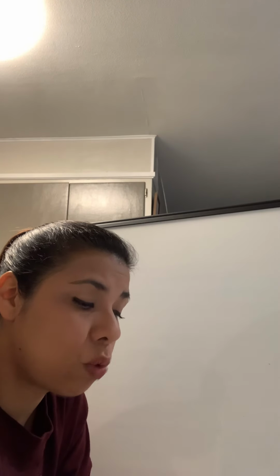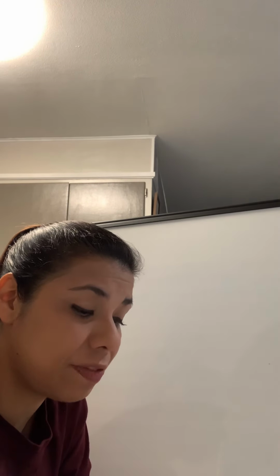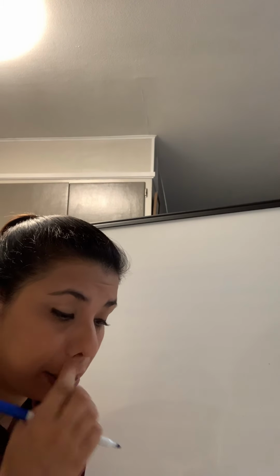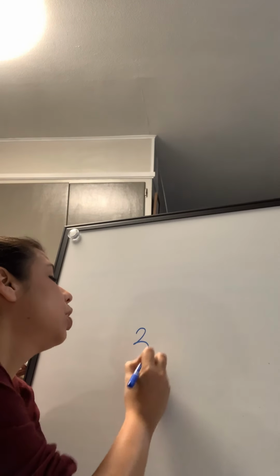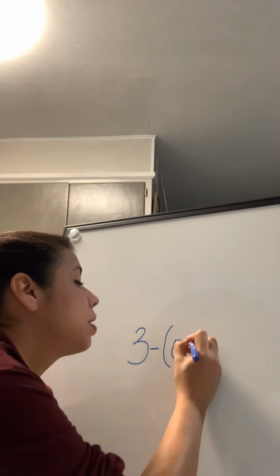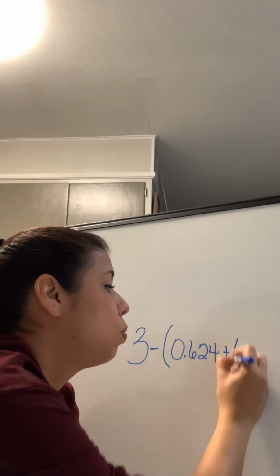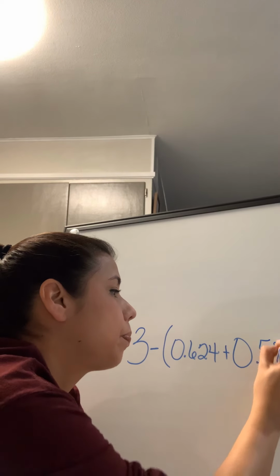Number 9 says, Ryder used a full 3-quart pitcher of tea to fill 2 glasses. Those are some big glasses. He poured 6.24 quarts of tea in the first glass. Oh, he didn't use the whole pitcher, is what I'm seeing. He poured 0.58 quarts of tea in the second glass. How many quarts of tea remained in the pitcher? So again, a multi-step problem. He started with 3 quarts. He's going to have some left, but first he poured 6.24 hundredths plus he also poured 0.58 hundredths.